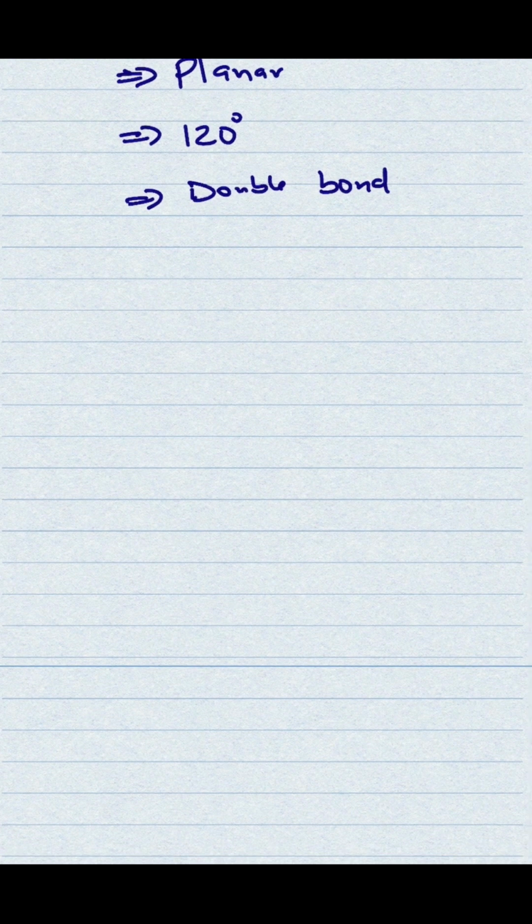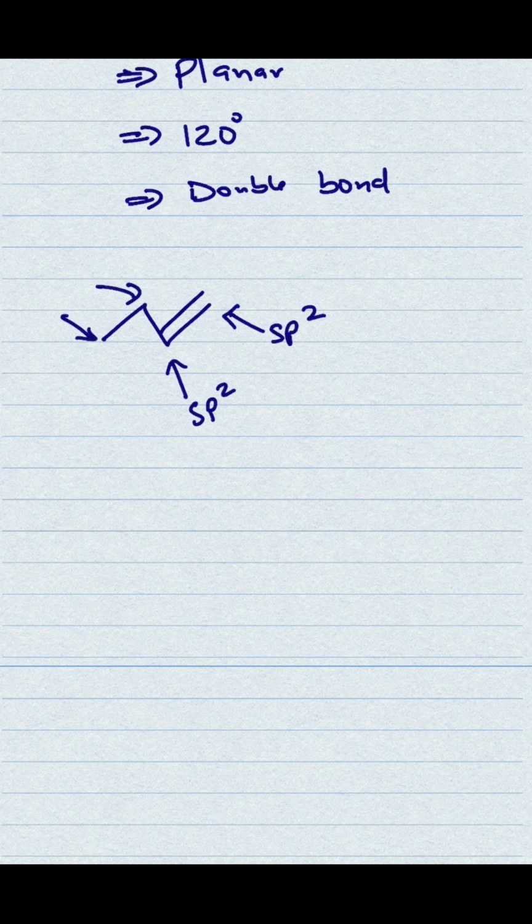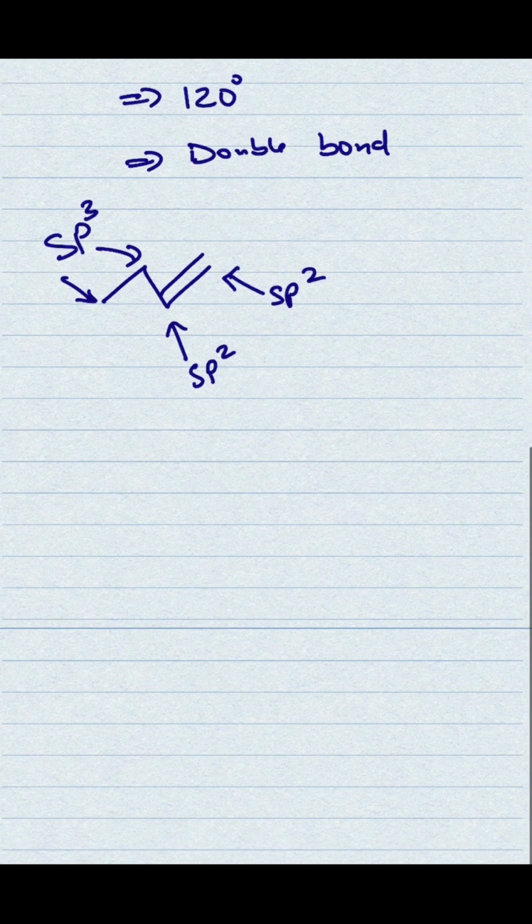Just as a quick review, if you have something that looks like this, here you will see that this is sp2, this is sp2, but these other 2, so that and that, are sp3 hybridized because you actually have 4 bonds on each carbon, and we will look at that later.